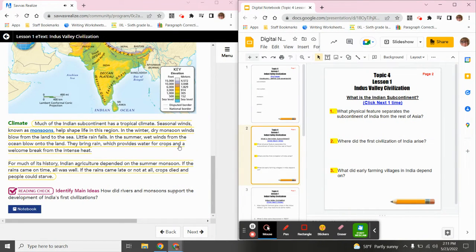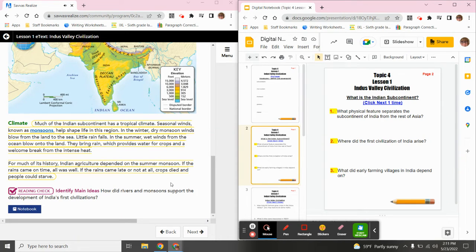Climate. Much of the Indian subcontinent has a tropical climate. Seasonal winds, known as monsoons, help shape life in this region. In the winter, dry monsoon winds blow from the land to the sea. Little rain falls. In the summer, wet winds from the ocean blow onto the land. They bring rain, which provides water for crops and a welcome break from the intense heat.